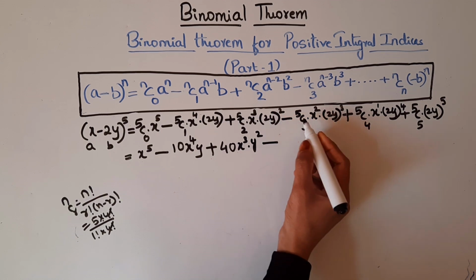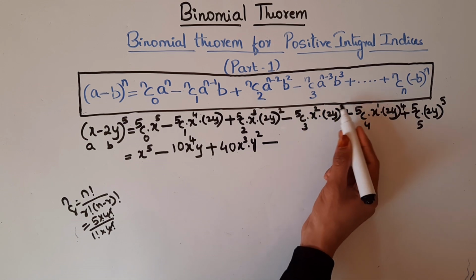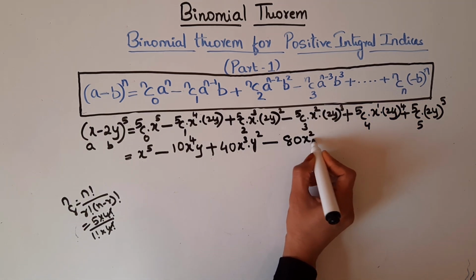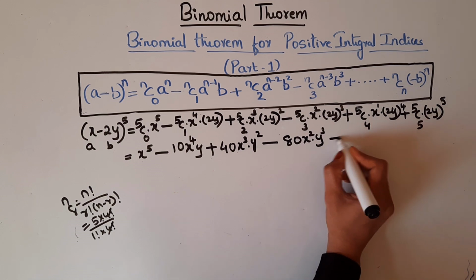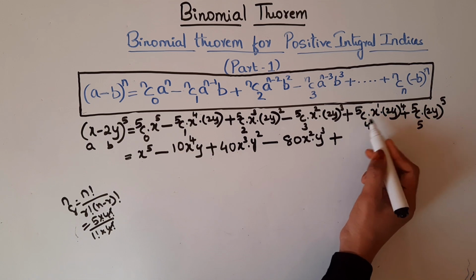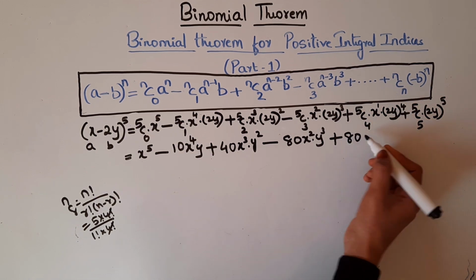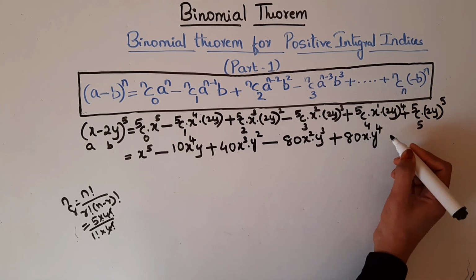So minus, here also in the same way, 5C3 you will calculate into 2 cube, 2 to the 4, 4 to the 8, into 8 you will do, so you will get 80, so 80x square into y cube, plus, in the same way you will see what is 5C4, so 5C4 into 2 power 4, so that will give you 80, so 80 into x into y power 4.